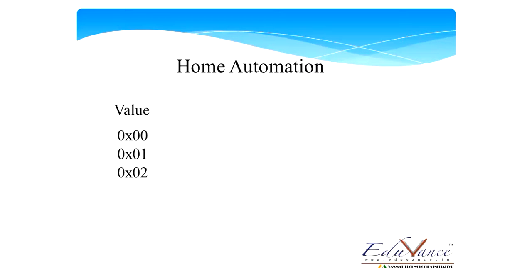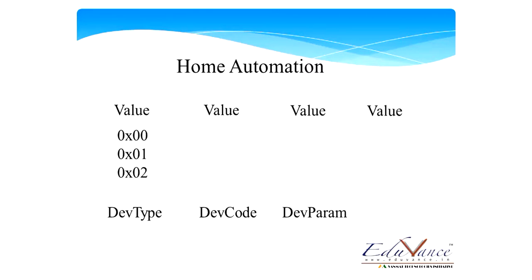Now for home automation, what do you think we would do? Instead of sending just one value, now 1, 2, 3. I don't count them as three values. I say it is one parameter or one type of value. Instead of sending one value, we will send four of them. And each of them we'll name something. So we'll name the first one as device type, DEV type. Second one will be DEV code, that is device code. Third one is device param. And fourth one is a reserve value.